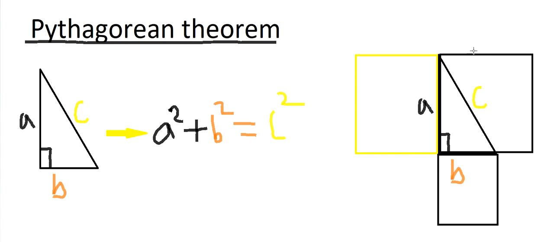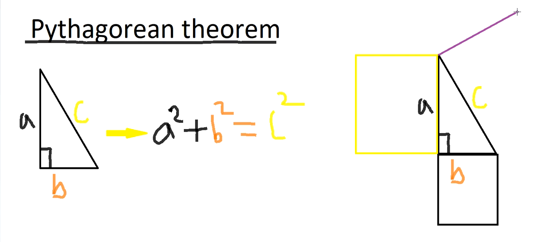Actually, let me do this a little better. Let's use this. So imagine that's a square. That's going to be my attempt. So this square plus this square is equal. The area of this square plus the area of this square is equal to the area of this square.